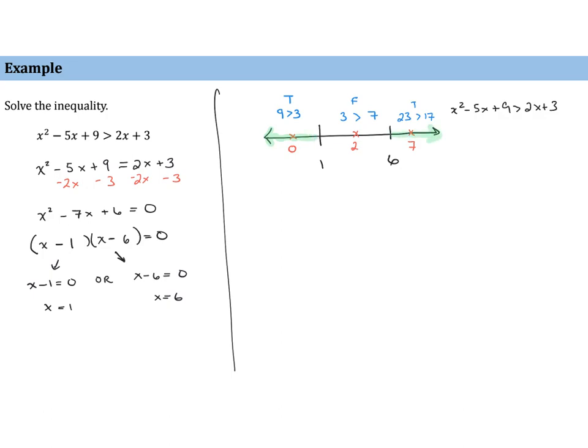Now the question is, what about 1 itself? If I put 1 in, that would make this equal to 2x plus 3. So we should not include it. And likewise, if we put 6 in, it will give us equality. So we should not include it. So therefore, our answer is negative infinity to 1 union 6 to infinity.